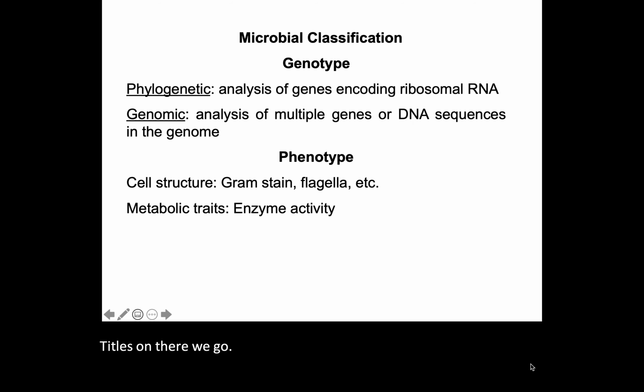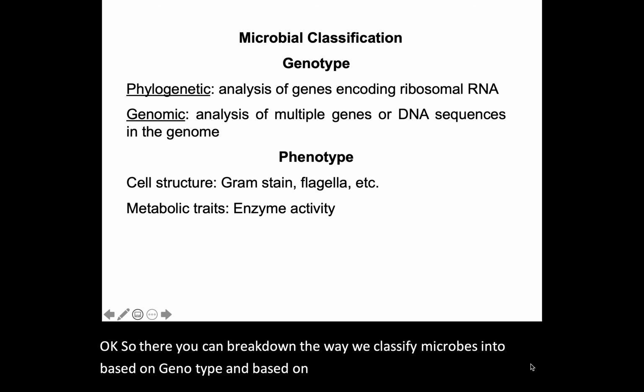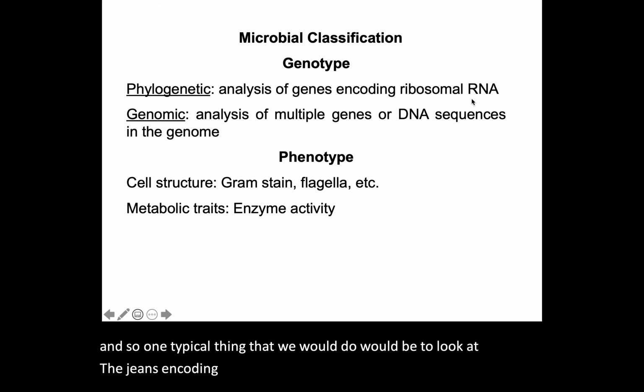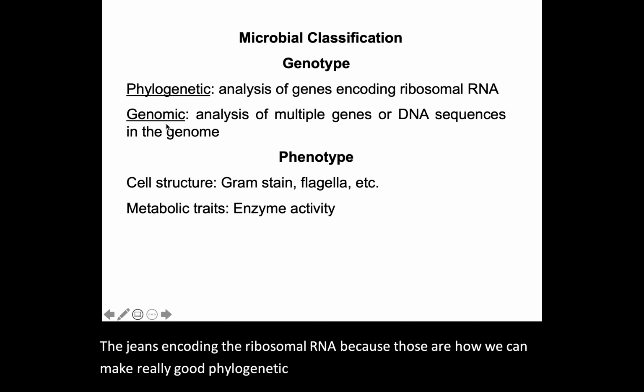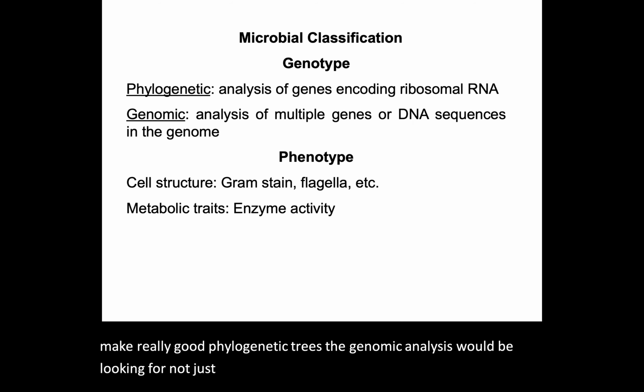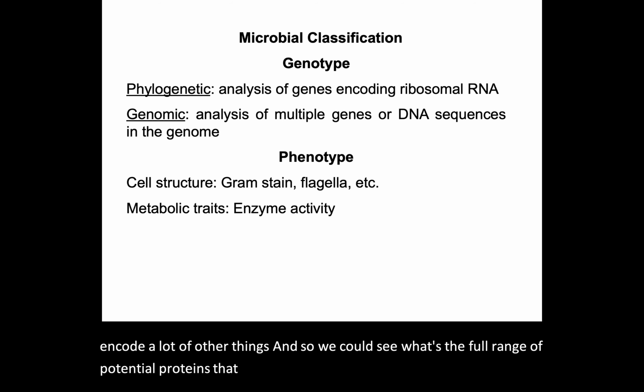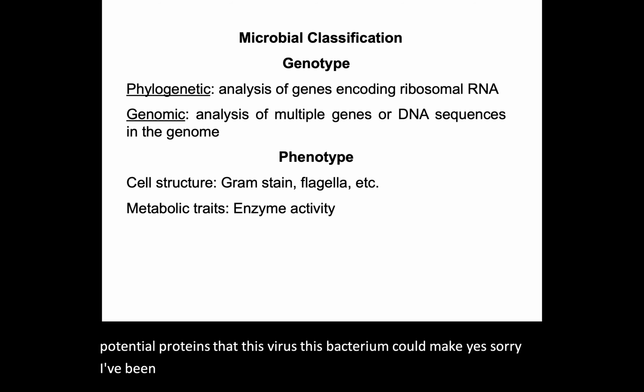Okay, so there you can break down the way we classify microbes based on genotype and based on phenotype. So genotype is what the nucleotides inside say. And so one typical thing that we would do would be to look at the genes encoding the ribosomal RNA, because those are how we can make really good phylogenetic trees. The genomic analysis would be looking for not just the ribosomal RNA genes, but looking for genes that encode a lot of other things. And so we could see what's the full range of potential proteins that this bacterium can make. Yes, sorry, we've been talking about viruses a lot, haven't we?